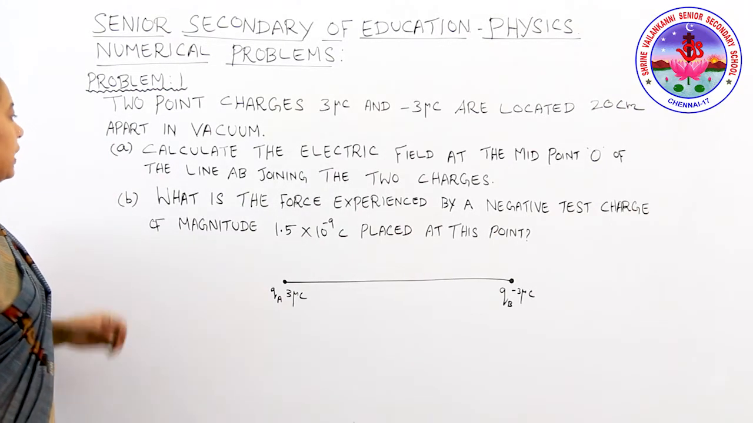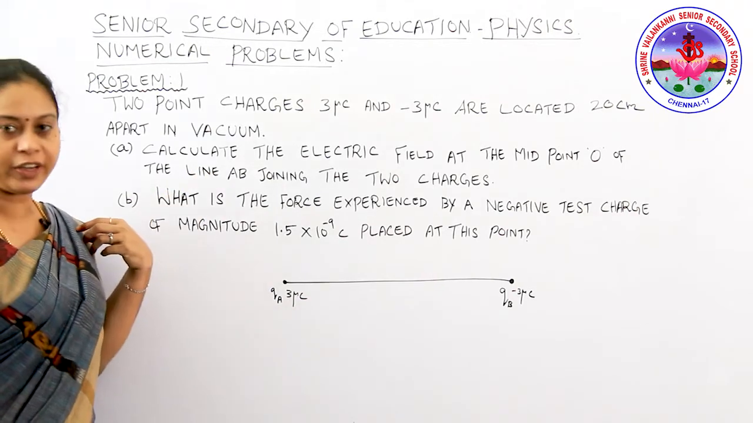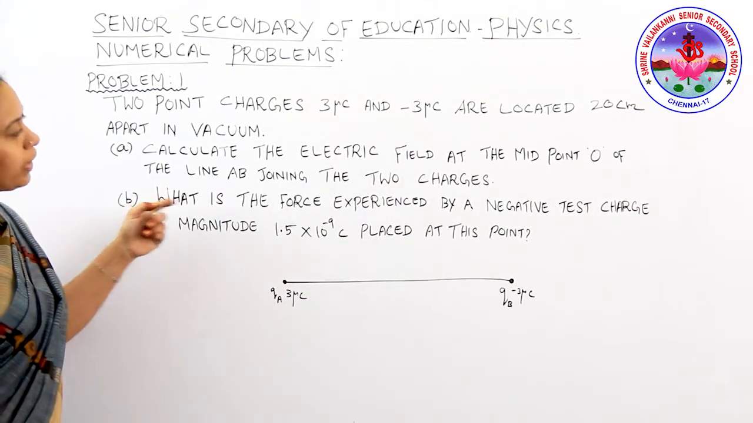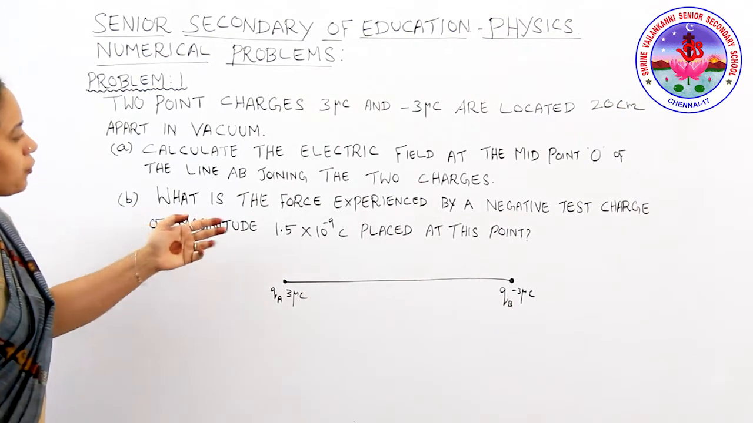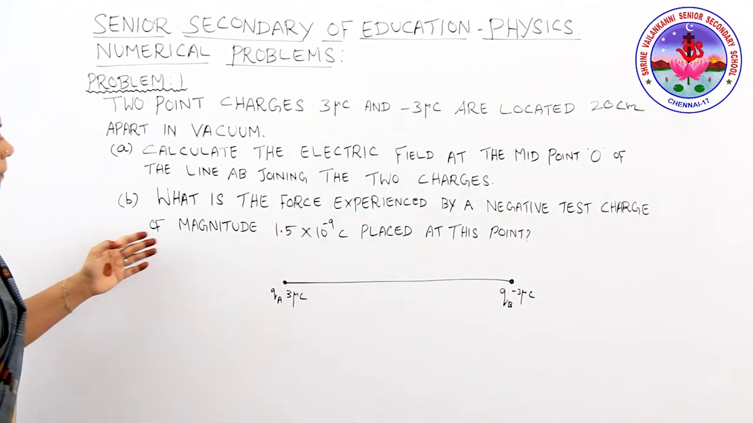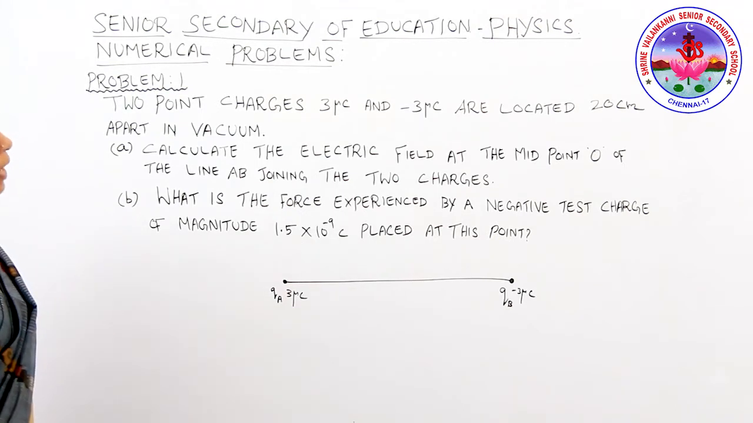vacuum. The questions are: A. Calculate the electric field at the midpoint O of the line AB joining the two charges. And question B is, what is the force experienced by a negative test charge of magnitude 1.5 × 10^-9 coulomb placed at this point?